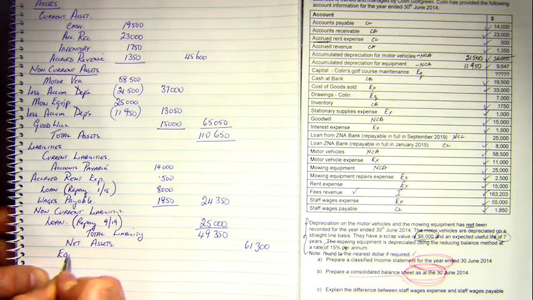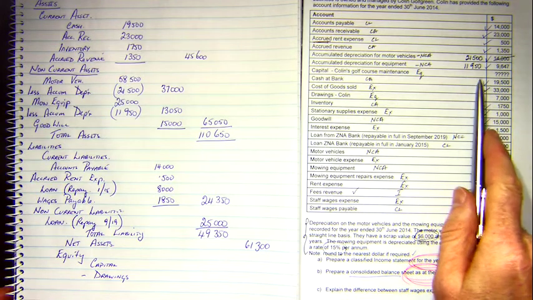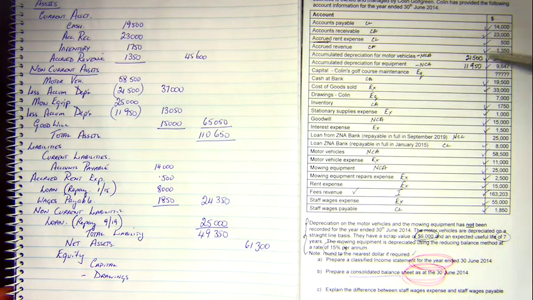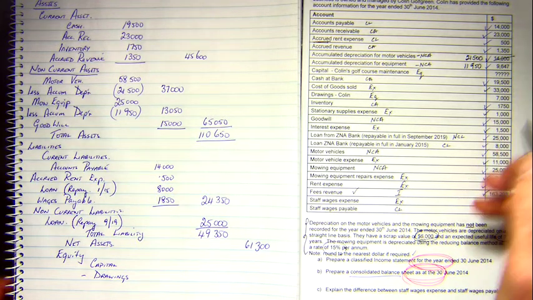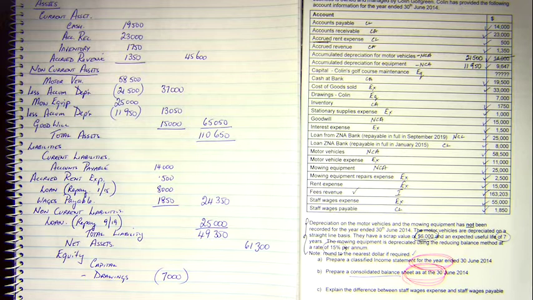Last bit I need to do is my equity, which includes my capital, less my drawings. Now I don't know what my capital figure is, we have to work that out because that's over here. We're not sure of that, but do we have drawings there? Yes, we have drawings of 7,000. I can tick this one off. 7,000, my drawings. What else do I need to include in my equity?